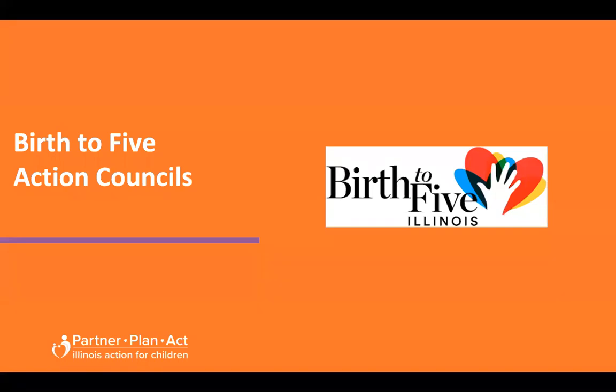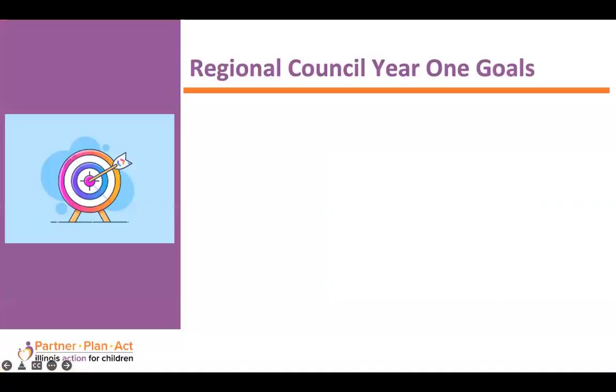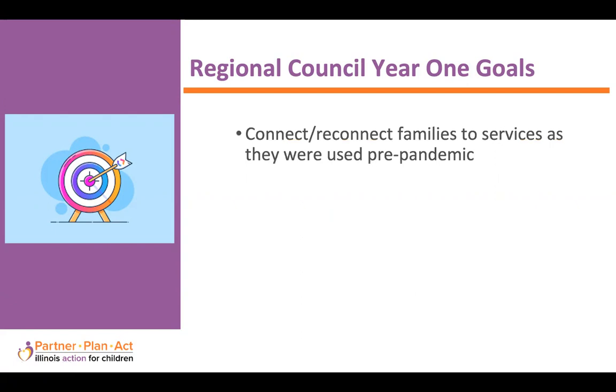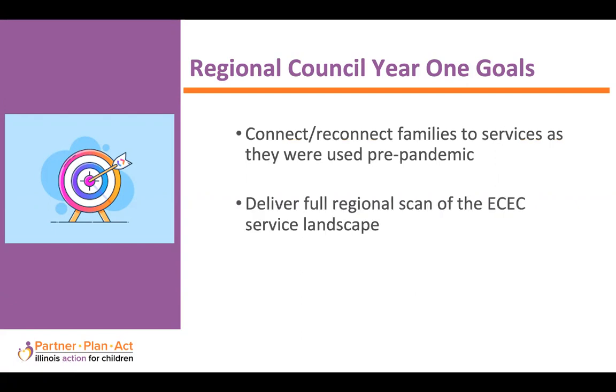So we've talked about community systems development and early childhood collaborations. Now we want to explore how the Birth to 5 Action Councils fit into all of this. Each regional council currently shares 2 goals: to connect and reconnect families to services as they were used pre-pandemic, and to deliver a full regional scan of their early childhood education and care service landscape.